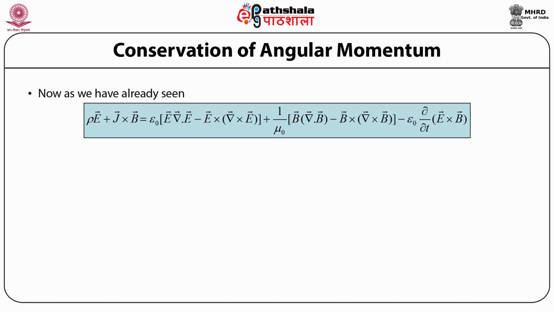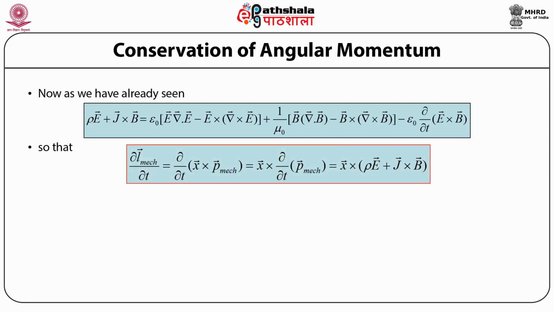Now, using this definition of the force density and also the definition that we had used, that force is the time derivative of the mechanical momentum, if we want to define the angular momentum due to the mechanical momentum, and write down the expression for the time variation of this angular momentum, that is vector L subscript mech, then we can write this in terms of the linear momentum.